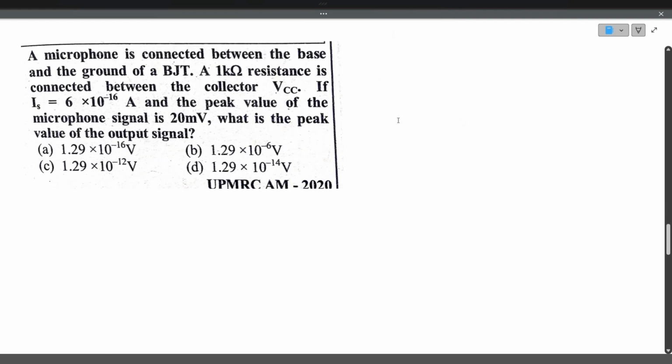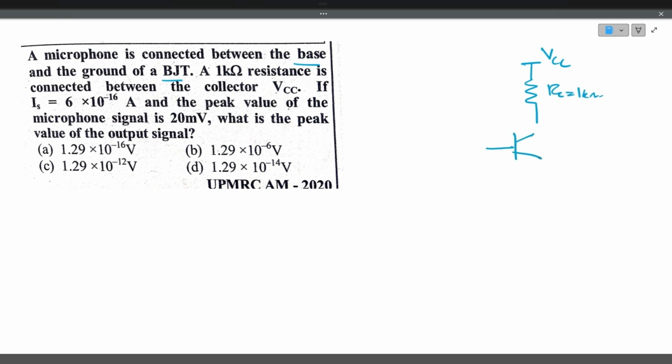We'll see the next question. A microphone is connected between the base and the ground of a BJT. A 1 kilo ohm resistance is connected between the collector and VCC. So it is like this. This is VCC and a 1 kilo ohm resistor, that is collector resistance RC equal to 1 kilo ohm. This is the transistor. It is telling us a microphone is connected between the base and ground. So here that microphone is there, between base and ground.